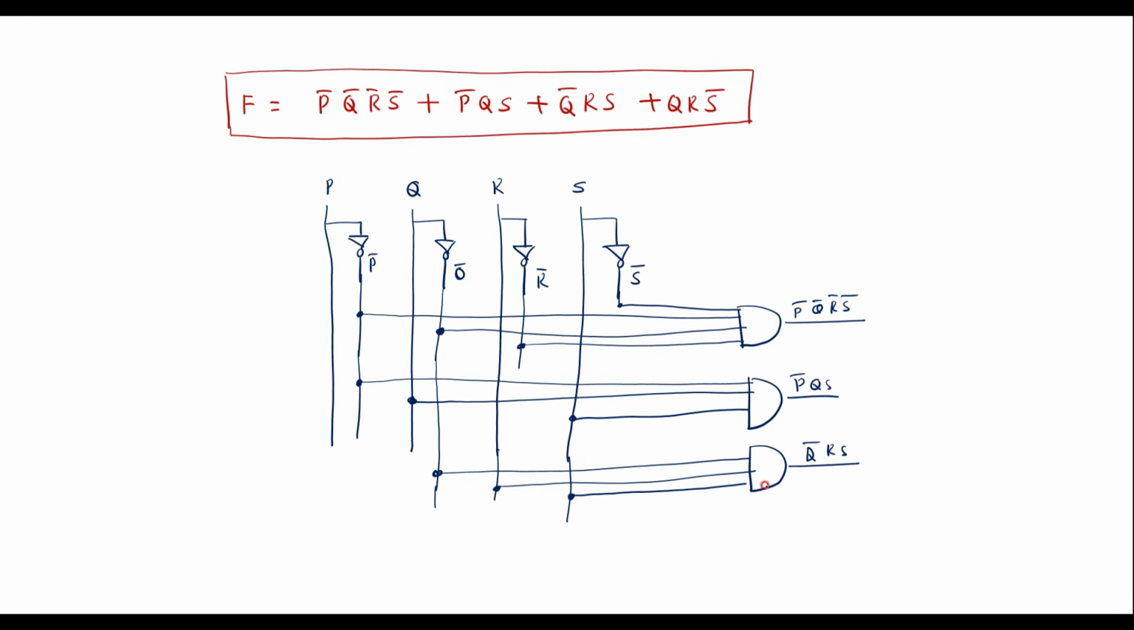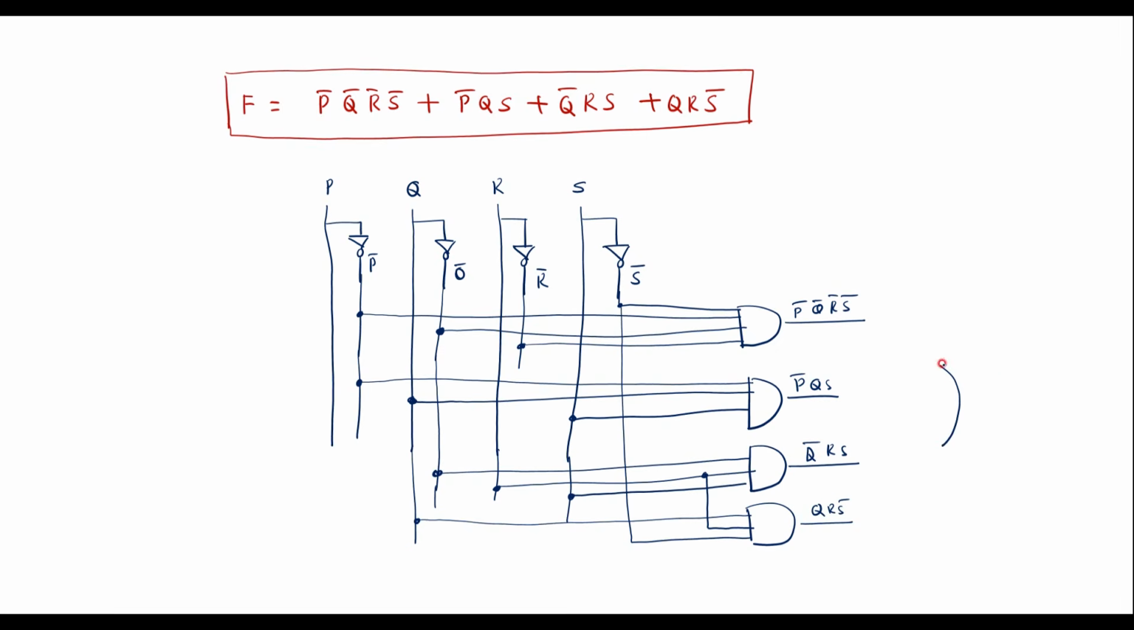Next we have QRS bar. I'll use one more 3 input AND gate. QRS bar. That is this line is Q, this is R, and we have S bar. So here this line is S bar. The output is QR S bar.